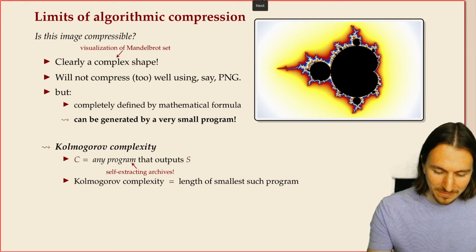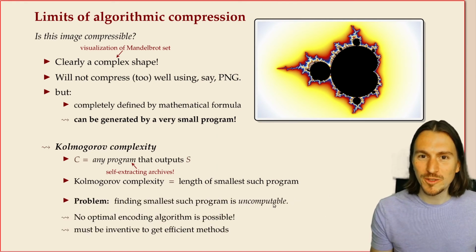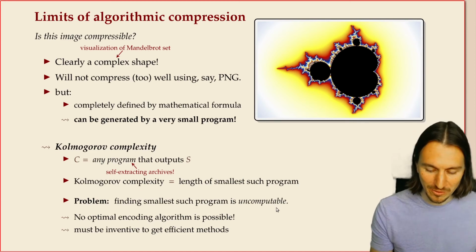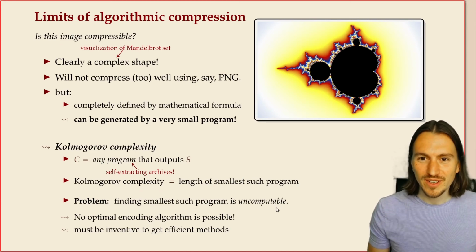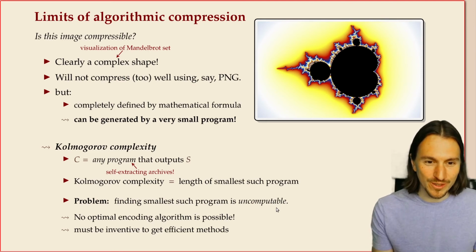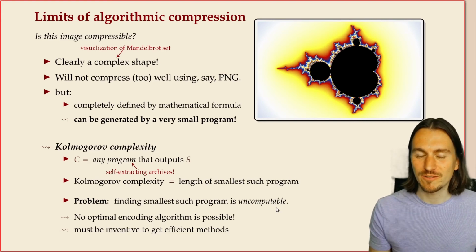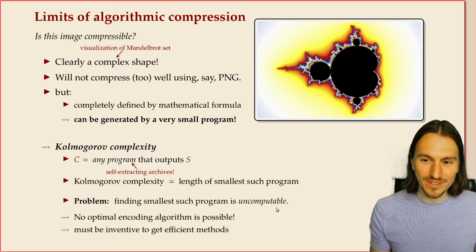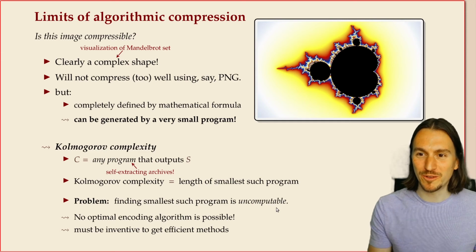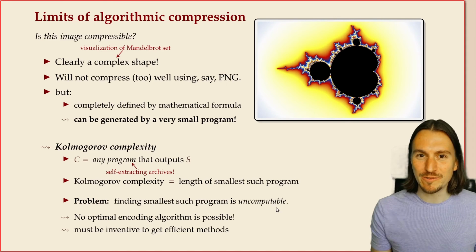But it has a problem, and that is that finding such a smallest program is one of these uncomputable problems. And uncomputable here means provably there is no algorithm that solves this problem. It's mathematically proven that it's not possible to write a program that solves this task reliably, and that is on any type of computer that we can build. So this is a very strong impossibility result.